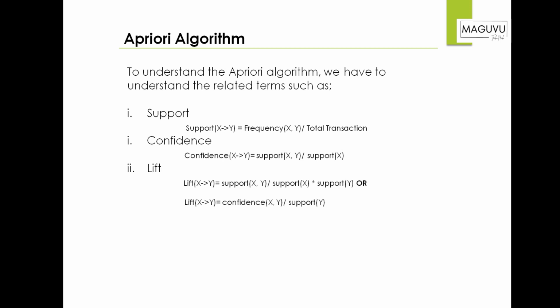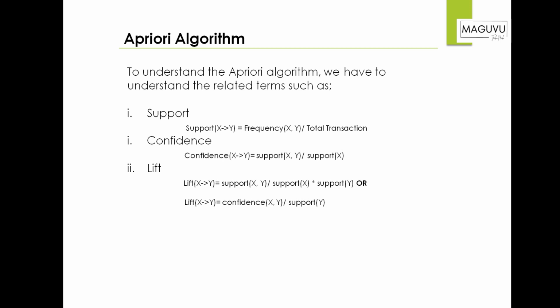The other term we have to understand is the lift. The lift of X and Y is calculated by the support of X and Y divided by the support of X multiplied by the support of Y, or the confidence of X and Y divided by the consequent which is Y. A deep explanation of the metrics is given in my previous lecture on association rules.